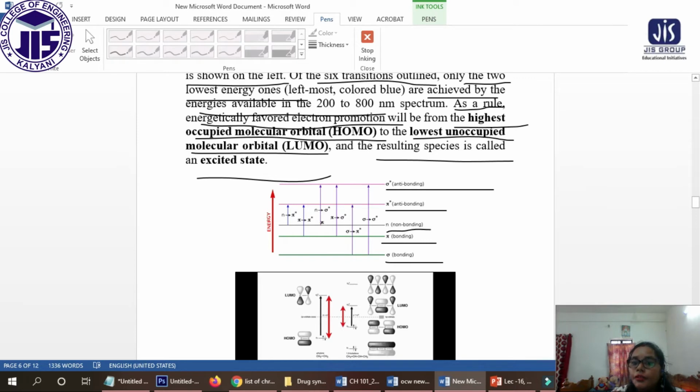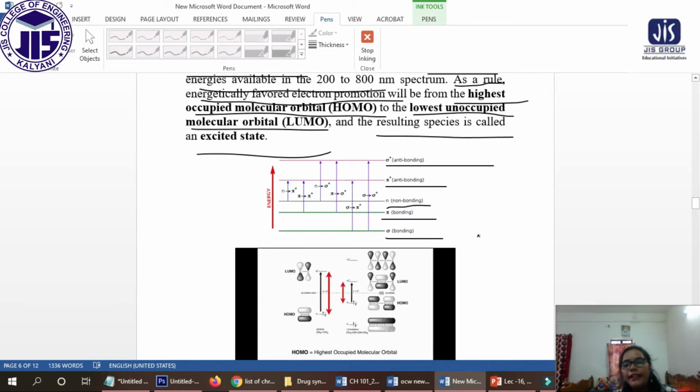Okay, next we can have the transition of the electron from the non-bonding zone to the sigma star antibonding zone, or from the pi bonding orbital to the sigma star antibonding orbital, or the electronic transition can take place from the sigma bonding to pi star antibonding, or sigma bonding to sigma star antibonding orbital. But you can see here there is a huge energy difference between sigma bonding and sigma star antibonding. For this transition, higher energy is required.